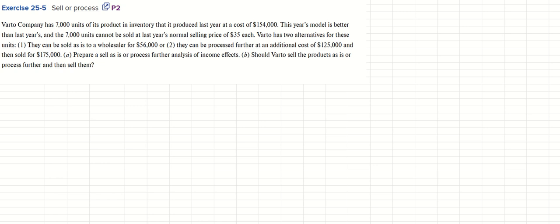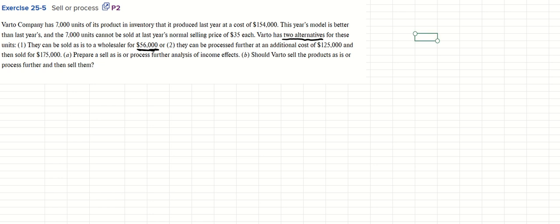It says the company has 7,000 units of its product in inventory that it produced last year at a cost of 154K. And it lets us know that the current year's model is better than last year's model. And it gives us a little bit more information there. So what we want to focus on is the alternatives that are provided to us. So number one, the company can sell to the wholesaler the product for $56,000. So that's selling it as is.